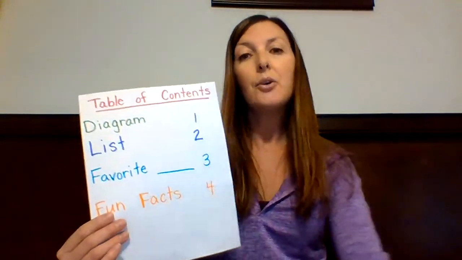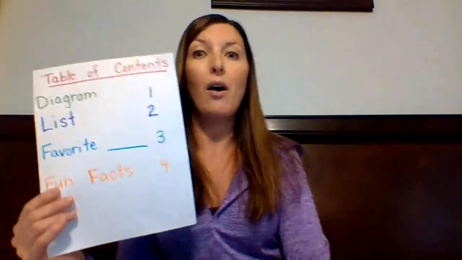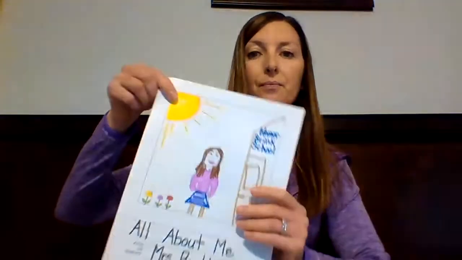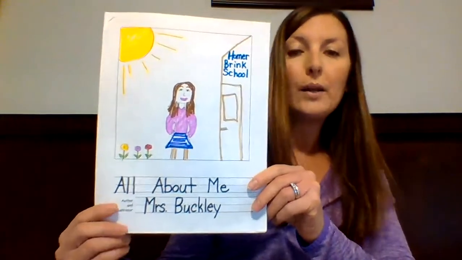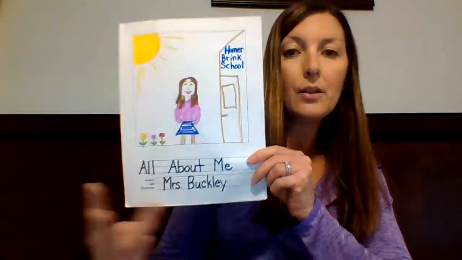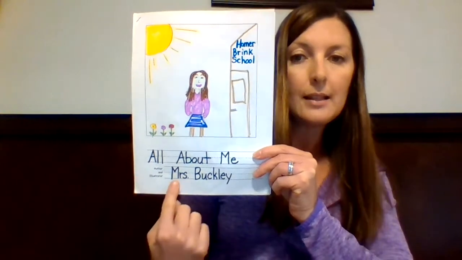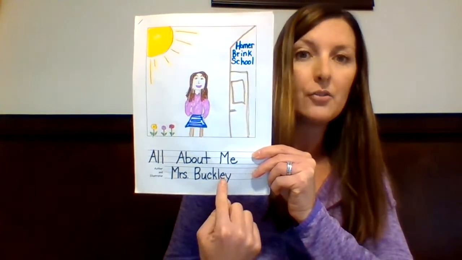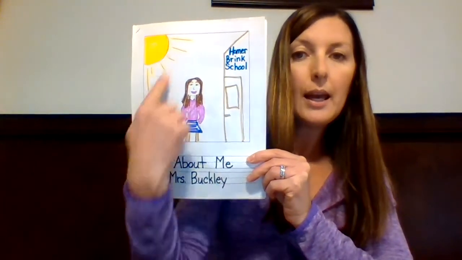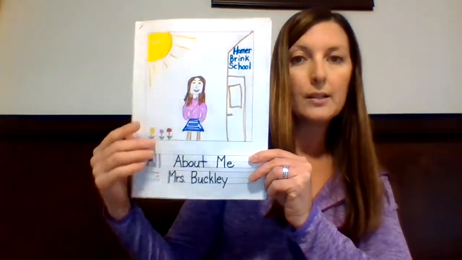So your last thing you can do when you're all done, some of you already did this, you are going to make your cover to put on the top of your book. Okay, so when you make a cover, remember it has 3 parts. It has a title, it has the name of the author and the illustrator, you are both for this book, and it has a picture to show what it's about.